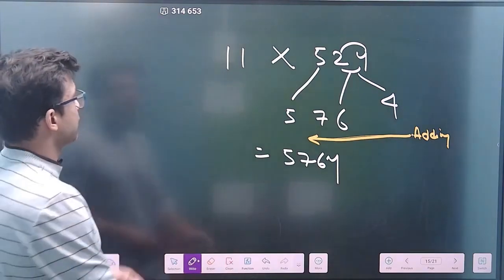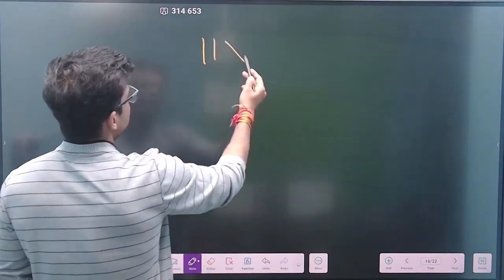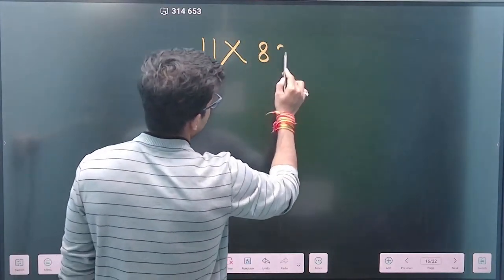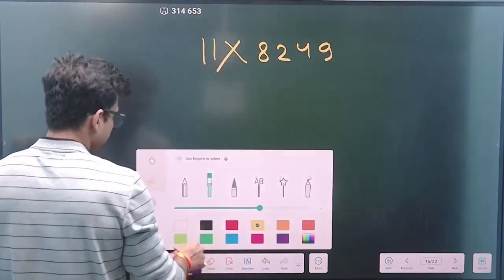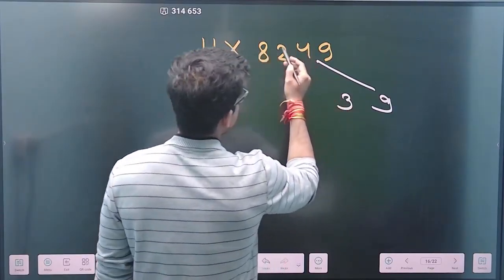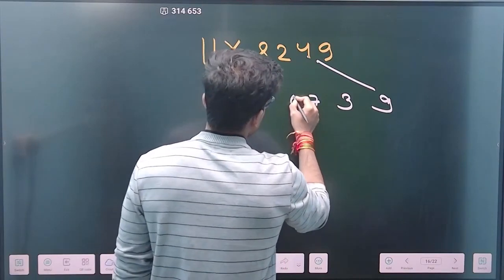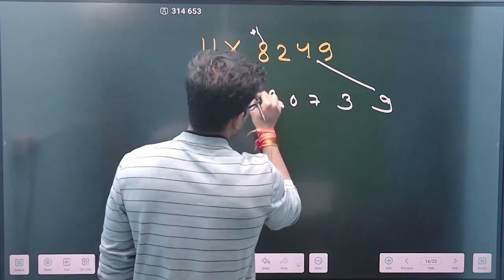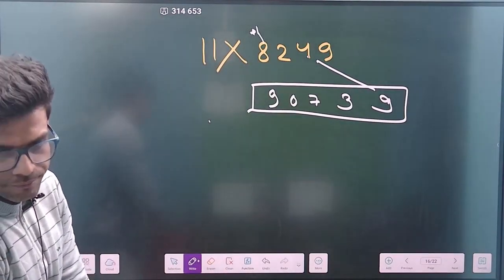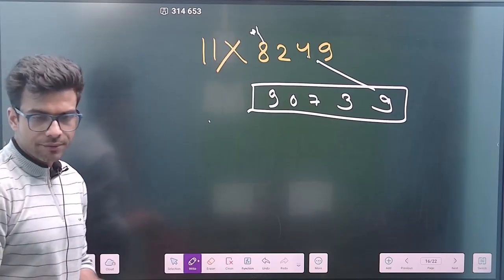Okay, now let's take one more example of 11. If 11 is getting multiplied with, suppose, 8249. What you need to do? You just write down 9 here. 9 plus 4 is 13, write down 3 here, 1 carry. 4 plus 2 is 6, then 1 carry makes 7. 8 plus 2 is 10, then 0. And 8 plus 1 is 9, so write 9 here. So your answer is 90739. Is it right? I hope this makes sense.